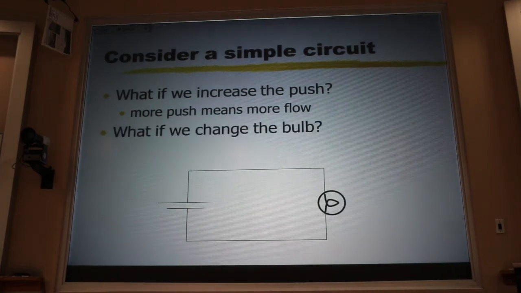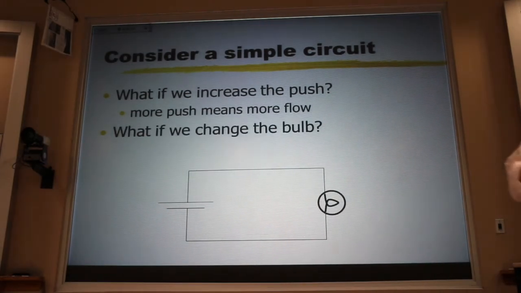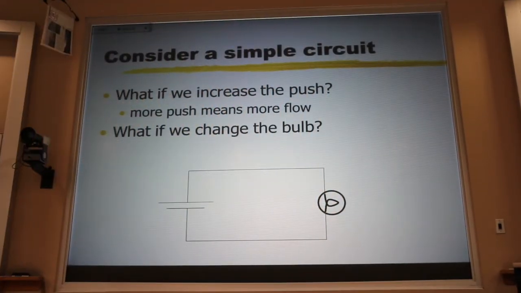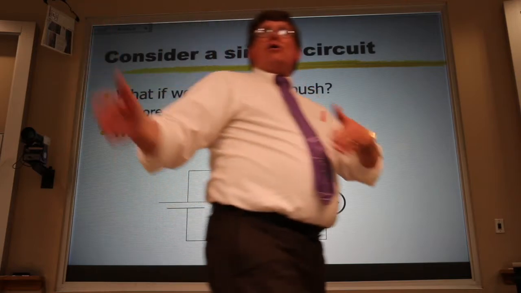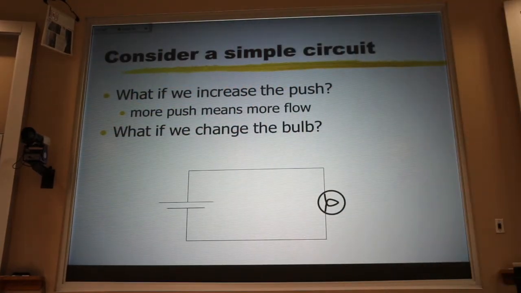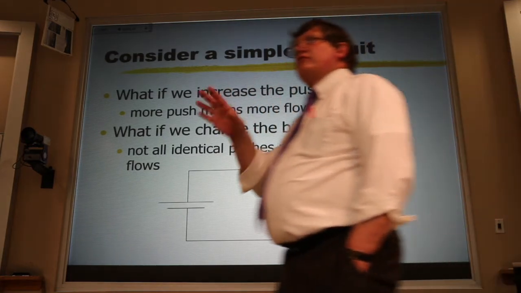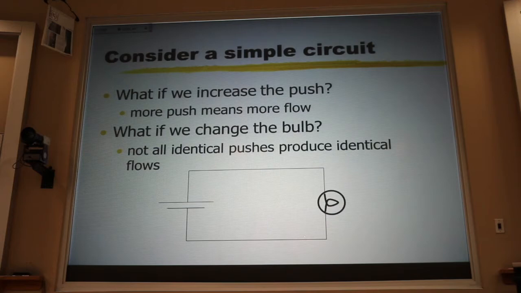I also know that if I go down to the hardware store, I've got all different kinds of bulbs I can buy. I can buy a 40-watt bulb, I can buy a 100-watt bulb. And they glow differently. And I'll also find, if I use my ammeter, that I get a different flow through the tube. And so that means that not all bulbs have the same flow through them. The same push is going to give me different results depending on what I hook up.